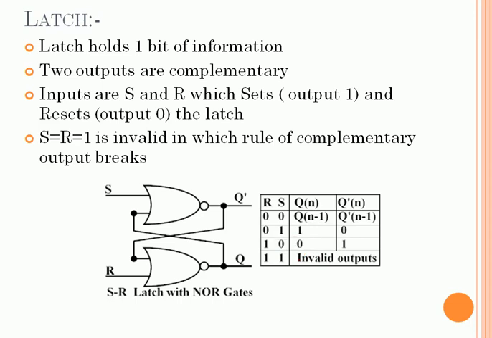And if we provide S is equal to 1, R is equal to 1, then there will be no option for the output and the complementary output to be complementary to each other. So this is a prohibited state and we will never provide 1 1, both inputs the same, at any time.